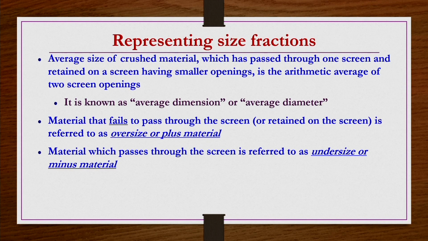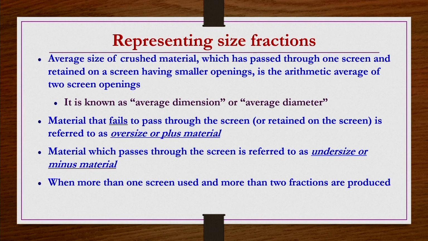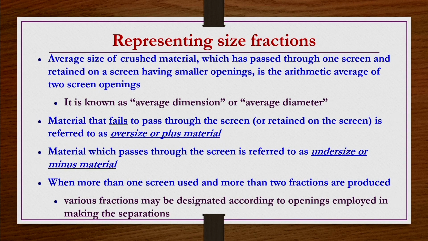Based on the sample, some material may be passing through, some may be retained, based on the size of the screen as well as the sample that you have, right. Whichever has passed through, we call undersize or minus material, and whichever has been retained on the screen, we call oversize or plus material. When more than one screen is used and more than two fractions are produced, then the various fractions may be designated according to the openings employed in making the separations.